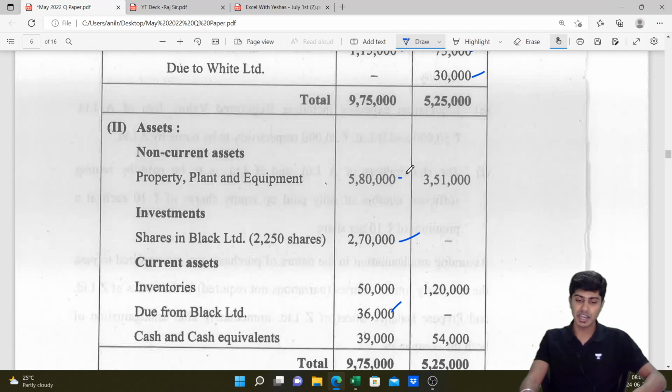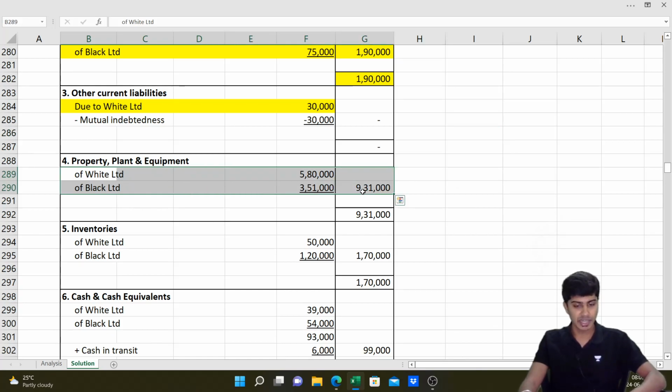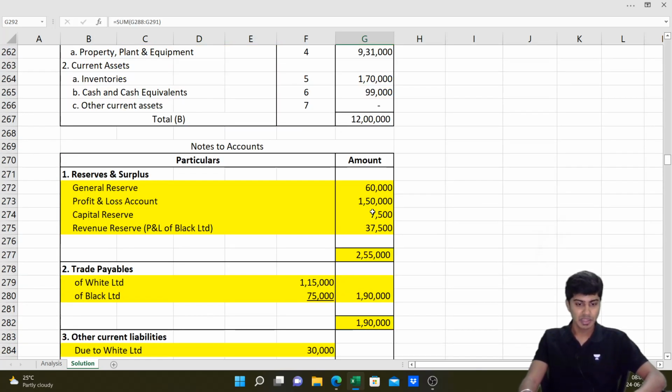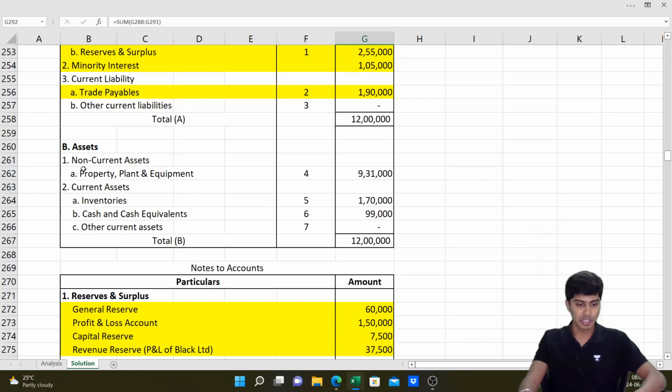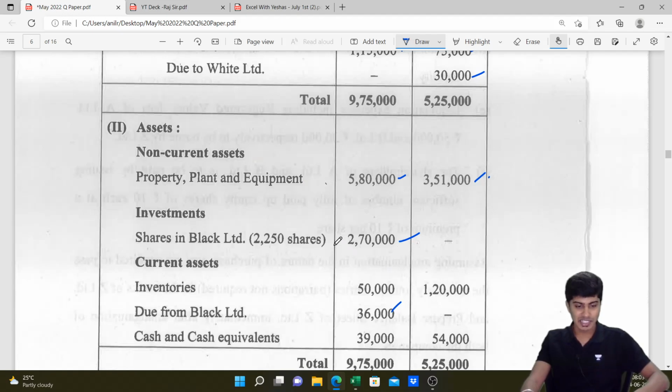Then assets, we can add 5,80,000 and 3,51,000 and write them together. In my notes to accounts, I've written property, plant and equipment. 5,80,000 and 3,51,000 together comes to 9,31,000. This 9,31,000 is ready to be posted to balance sheet. If we come to our balance sheet, we have property, plant and equipment, 9,31,000. Got it? Next item is shares we've already taken care of.